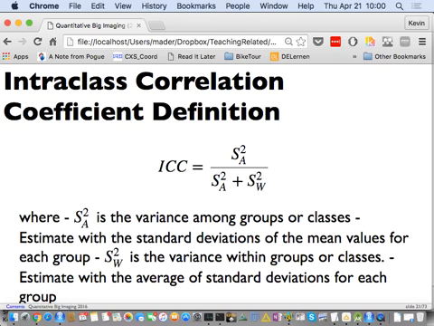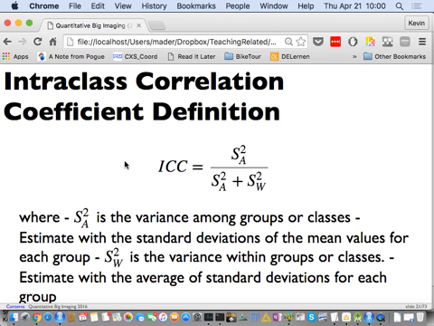Because, yeah, it's the variation among the groups or classes over the variation among plus the variation between, or inside of, a single group. So among is from one class to the next, out of the whole data set, and this W is within each group. And so if SA is really large and SW is really small, then this ICC factor is very high.